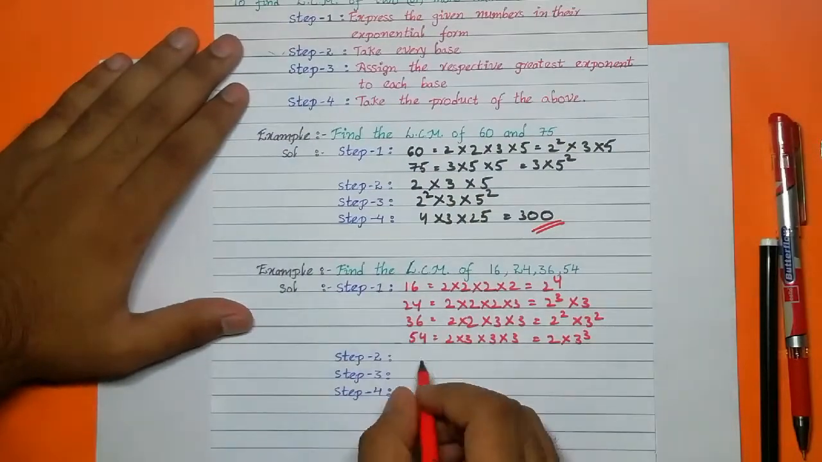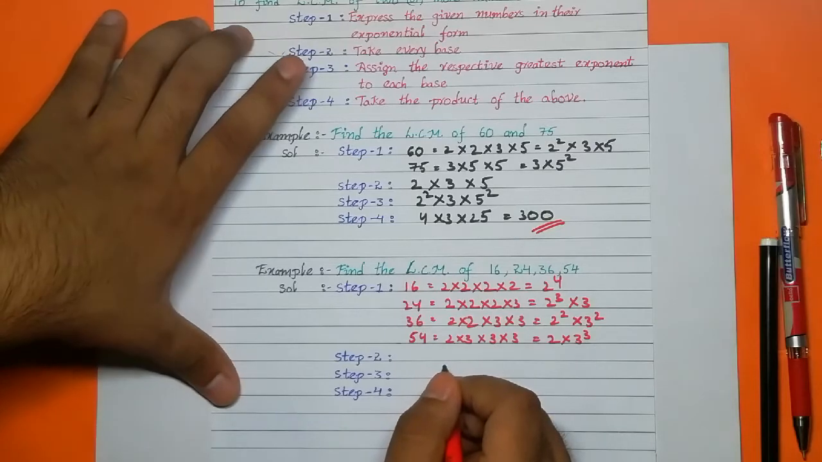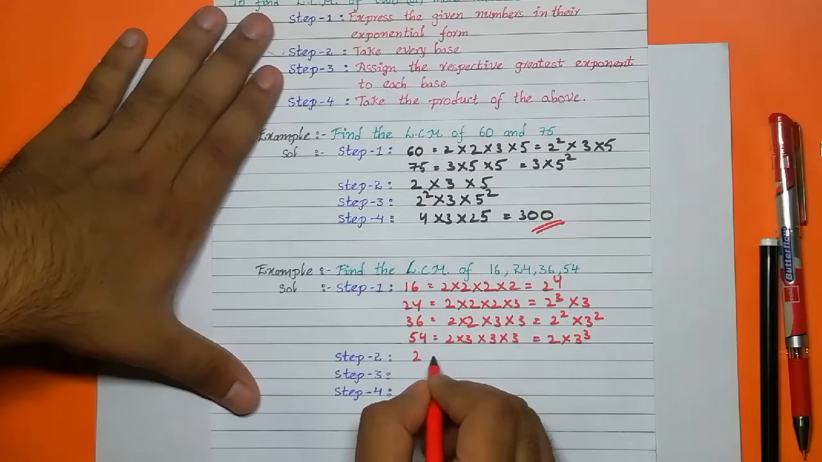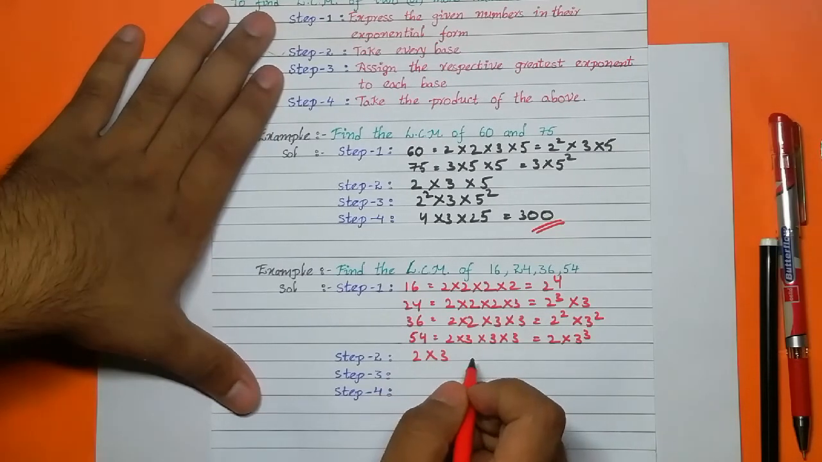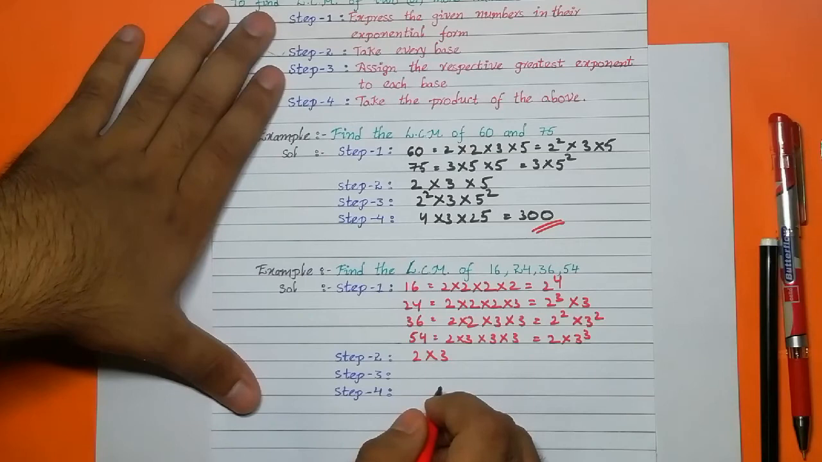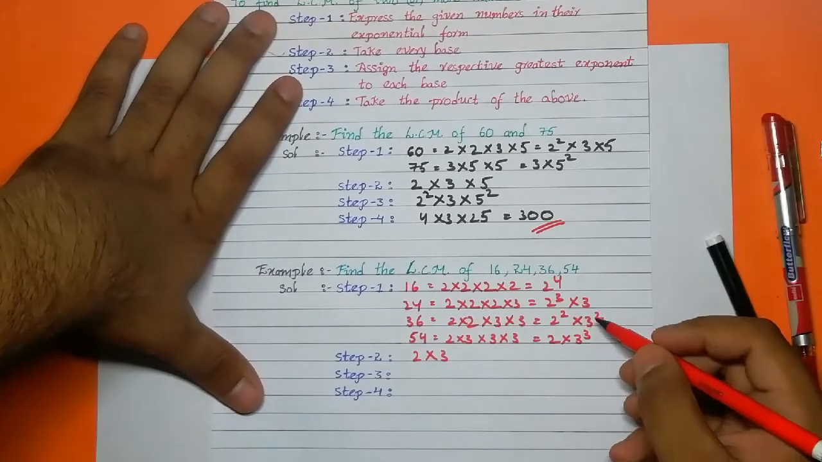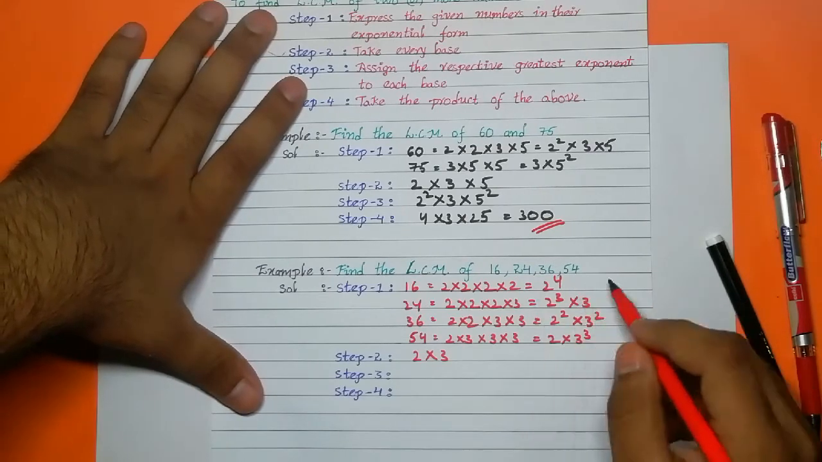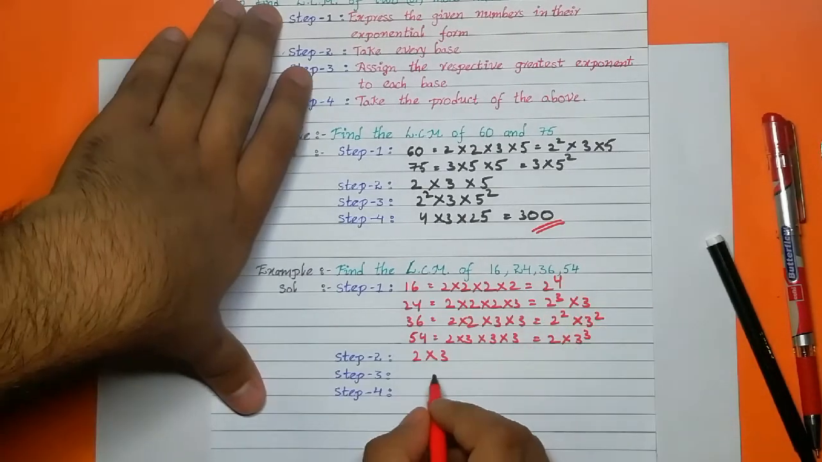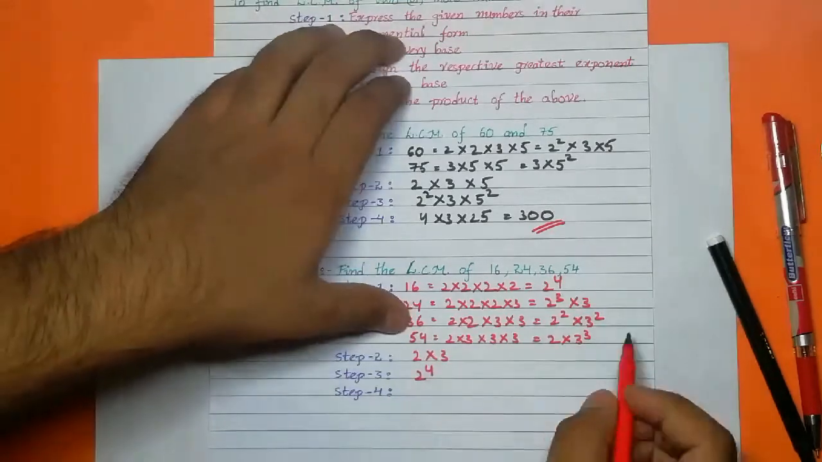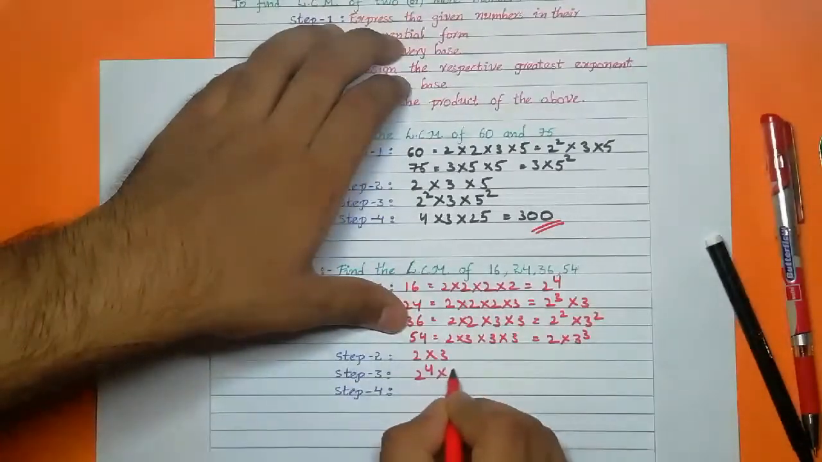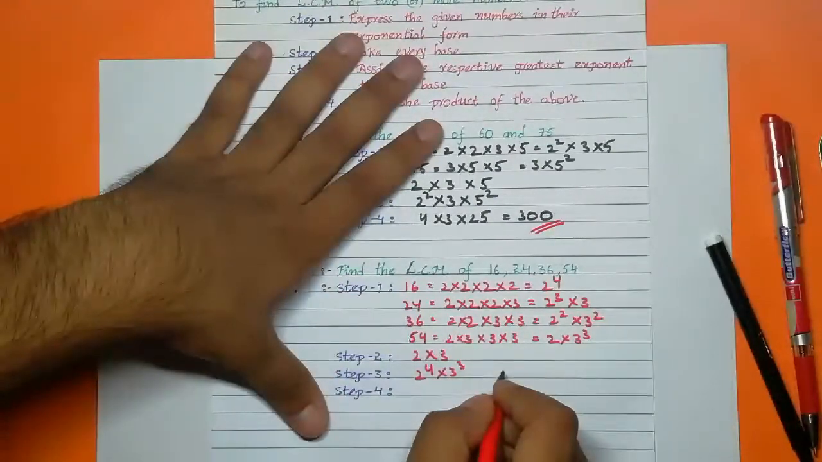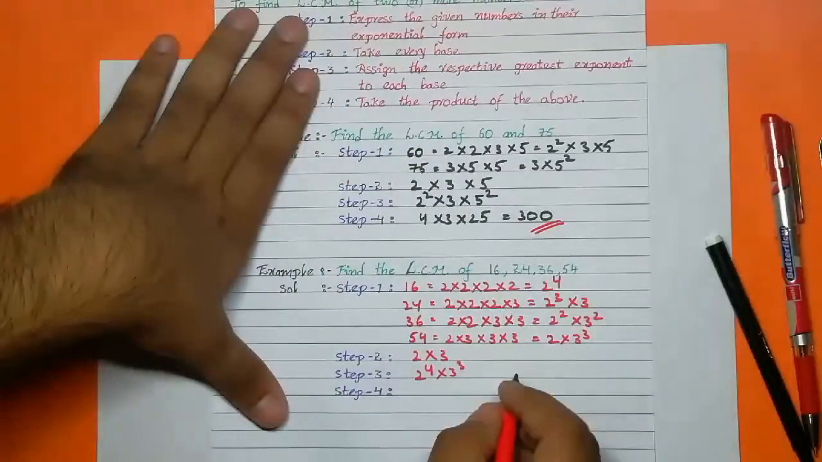According to the second step, take every base. That means here 2 and 3 are the common bases, and there are only 2 bases, 2 and 3. Here the highest power of 2 is 4, therefore 2 power 4. Here the highest power of 3 is 3, therefore 3 power 3. Then we have to take the product of these two numbers.